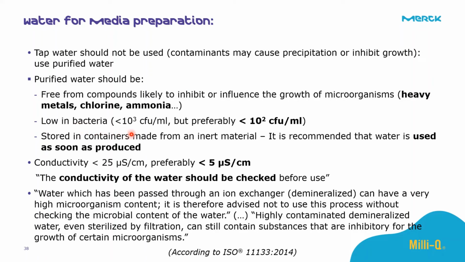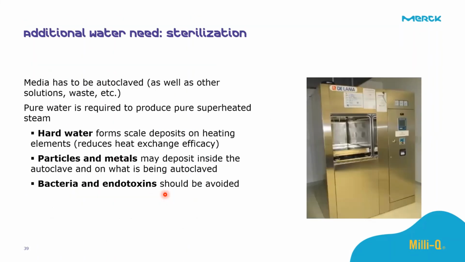It should be low in bacteria, preferably less than 10 colony forming units per ml. Of course, it should be stored in containers made from an inert material. It's recommended that water is used as soon as it's produced, and the conductivity should be preferably less than 5 microsiemens per centimeter. Also to mention that the conductivity of the water should be checked before use. Very important, and that's why the system should be able to show the resistivity of water.